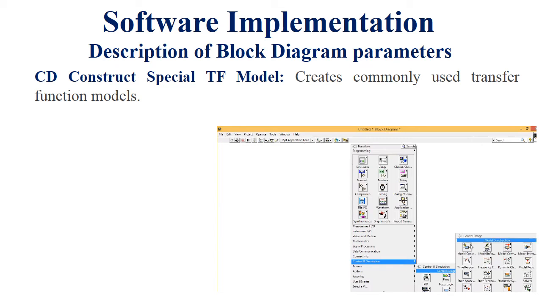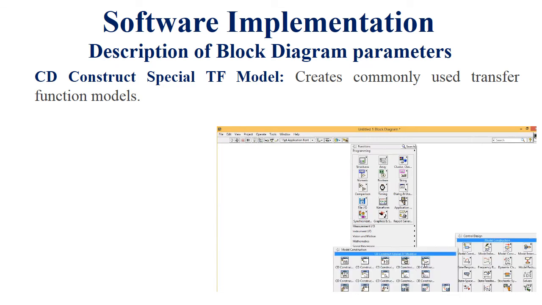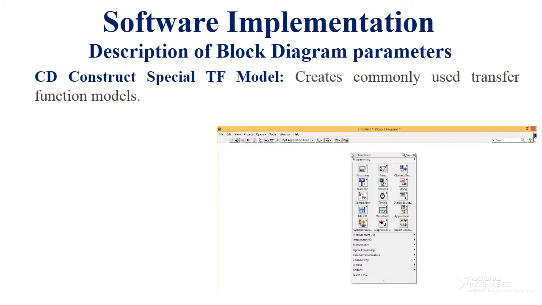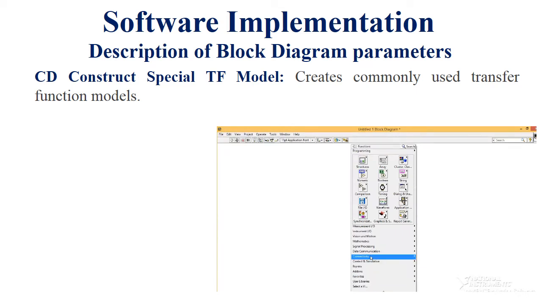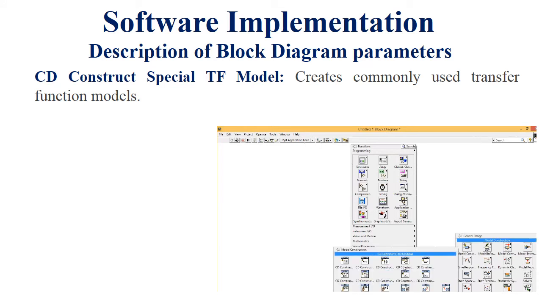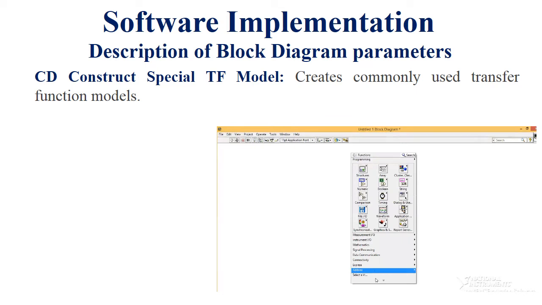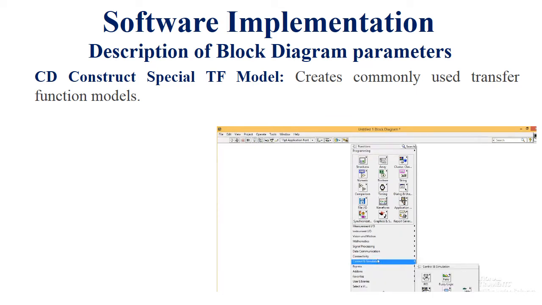As we know, LabVIEW software has two main windows, the block diagram and the front panel. To create the functionality of the program, we have to move towards the block diagram of LabVIEW software. The first icon we will connect on the block diagram is CD Construct Special TF Model. CD Construct Special Transfer Function Model creates commonly used transfer function models. I will use delay as a Pade approximation in this model because I am going to give delay in our network.